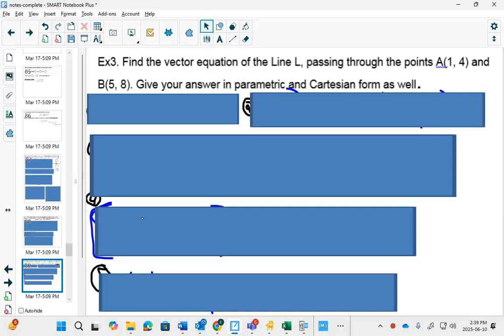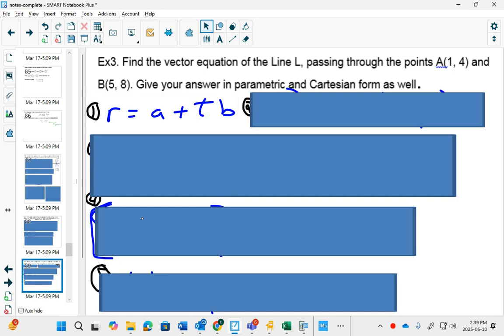So you had questions like this back in grade 10, where you just find the equation of the line passing through 2 points. Now we're going to find the vector equation of the line passing through those 2 points. So what do we need? To find the vector equation of the line, we need a point on the line. We have two of them. So for vector A, you could choose either the (1, 4) or the (5, 8).